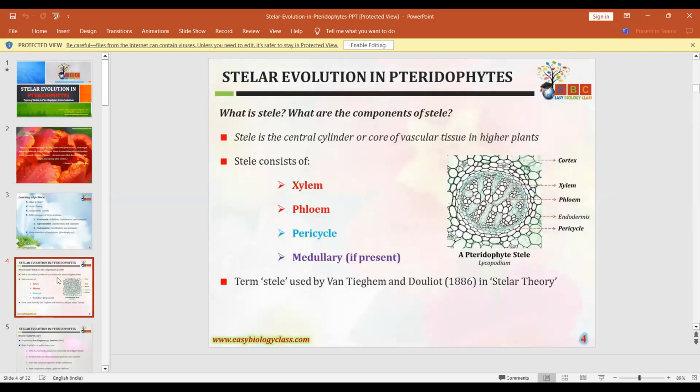Okay, so the next one is also an important topic: stelar evolution in pteridophytes. So we already know about this.